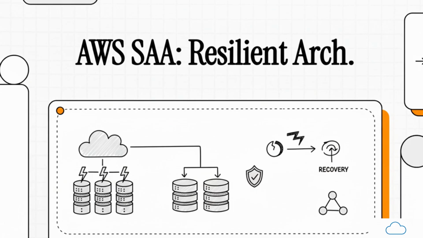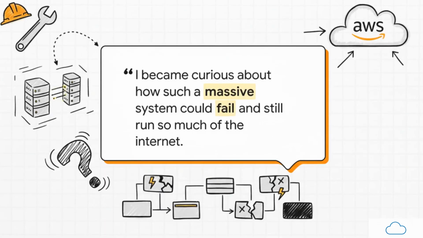Let's get to it. I love this quote from a Reddit user who went from being a plumber to a certified solutions architect, scoring a 960 by the way. It just perfectly captures the why behind all of this. See, it's not just about building stuff that works. It's about building stuff that can survive when things go wrong. That curiosity, that's the heart of a great architect. And AWS gives us all the tools we need to build on that curiosity.